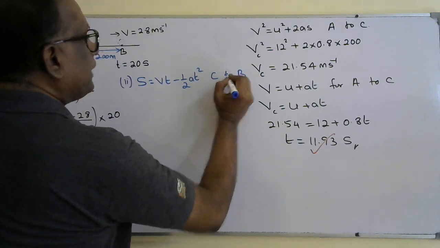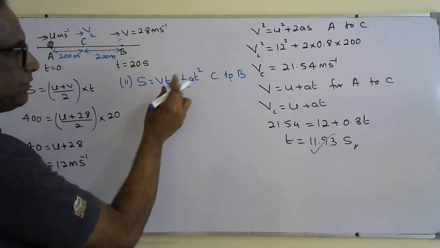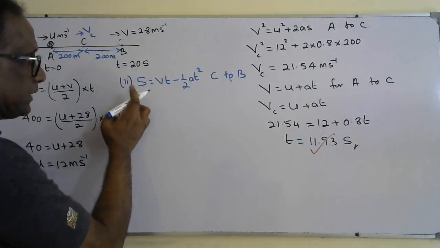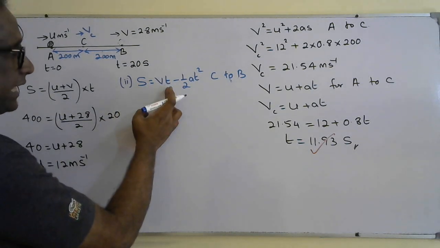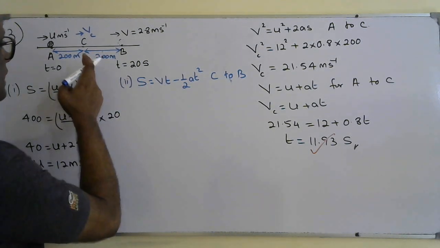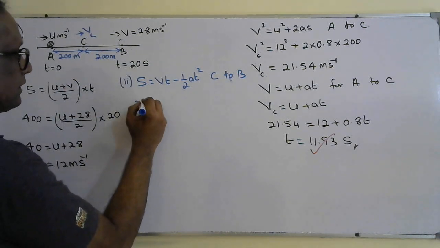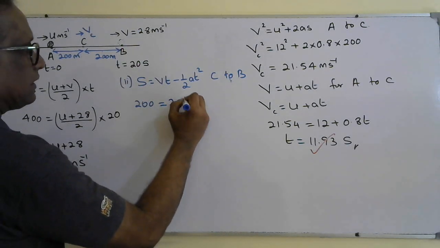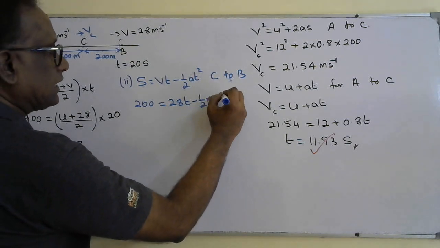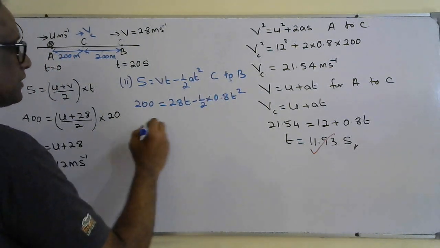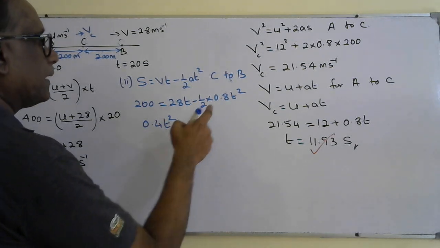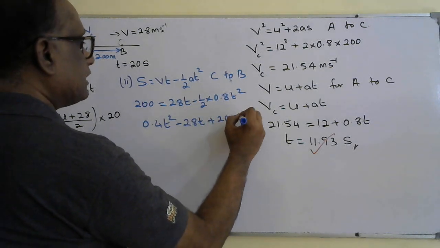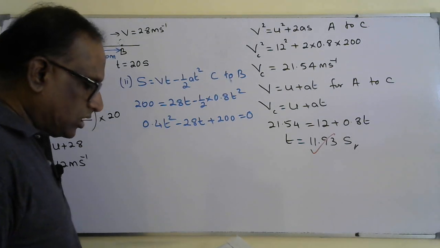Okay, C to B. So the meaning of this equation: during time t, at the end of time t, the final speed is v. During that time t, the distance travelled is s. So we are considering the distance travelled from C to B, so that is 200. The speed at the end of that time is 28, so 28t minus half, the same acceleration, t squared. Solve this one: 0.4t squared minus 28t plus 200 equals 0. So again it's a quadratic equation. Solve it and find the time.